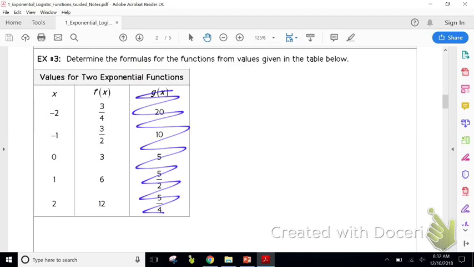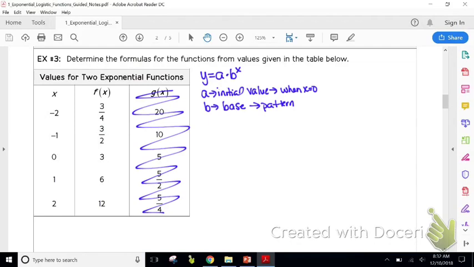So we need to know two things. Remember, our equation is a times b to the x. So we need to know a, which is our initial value, which remember is when x equals 0. And we need to know b, which is our base, which is actually going to be a pattern that we should be able to find.